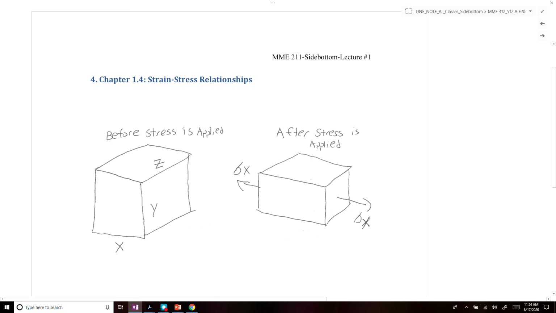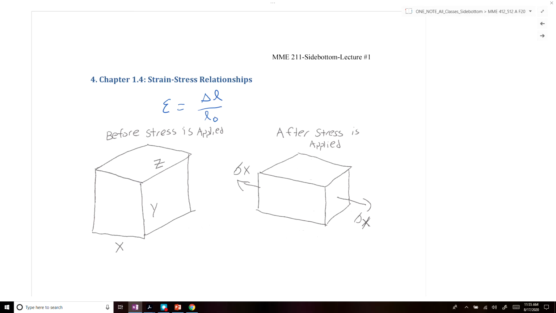So in this video, we're going to talk about how you can relate the strain within a system to the stress, and the stress within a system to the strain. You remember from maybe material science that strain is defined as the change in length divided by the original length of a system under stress.